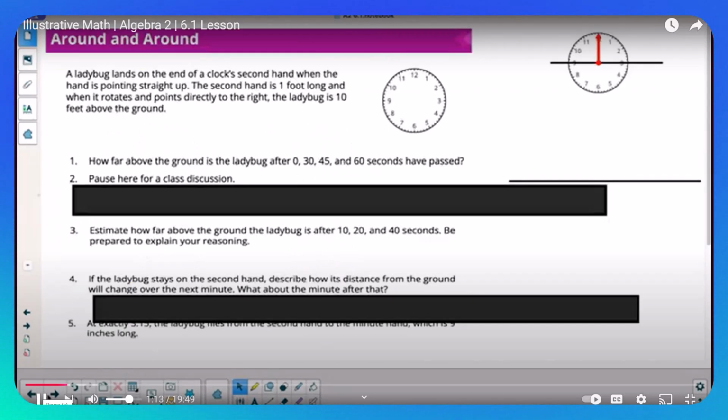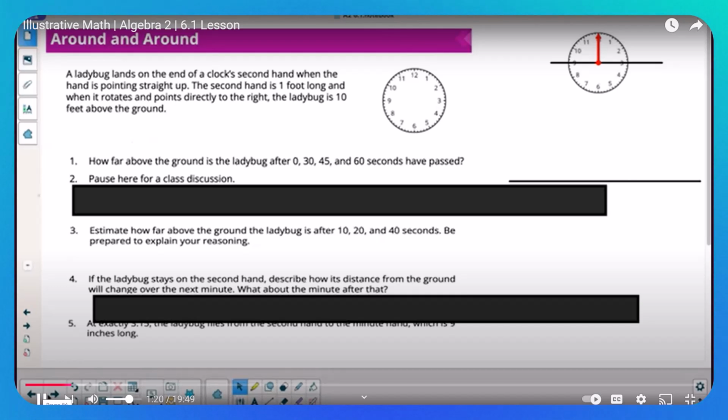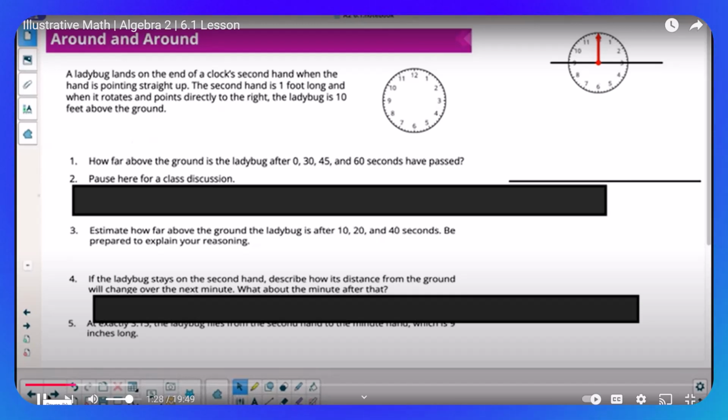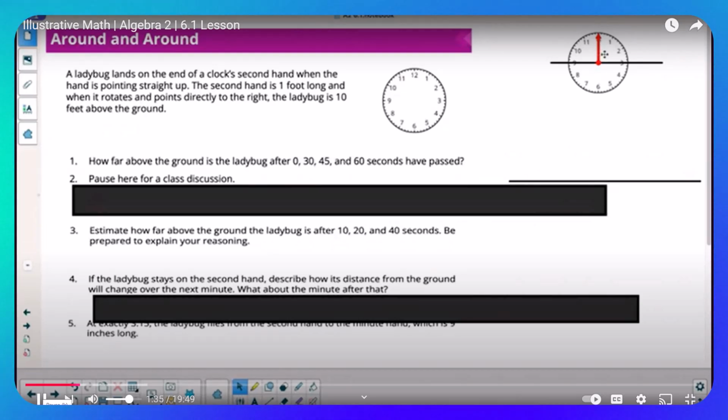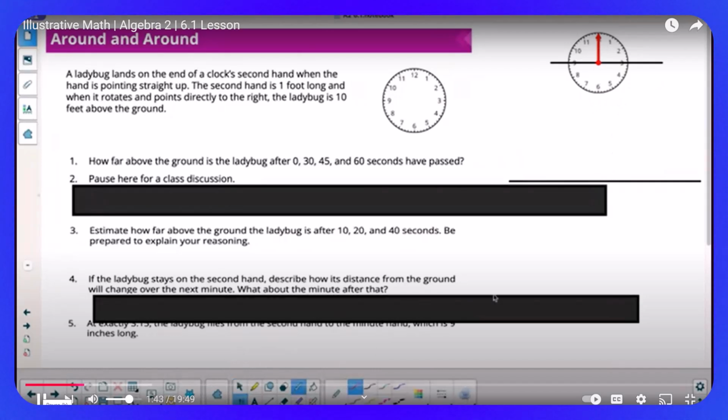All right, so let's take a look at this problem here. A ladybug lands on the end of a clock's second hand when the hand is pointing straight up. The second hand is 1 foot long, and when it rotates and points directly to the right, the ladybug is 10 feet above the ground. So I kind of got this picture drawn here. Here's the clock on the wall. It's obviously not drawn to scale if my second hand is 1 foot and it's 10 feet above the ground when it's to the right, but you kind of get the idea here. This is 10 feet from when it's to the right to the ground.